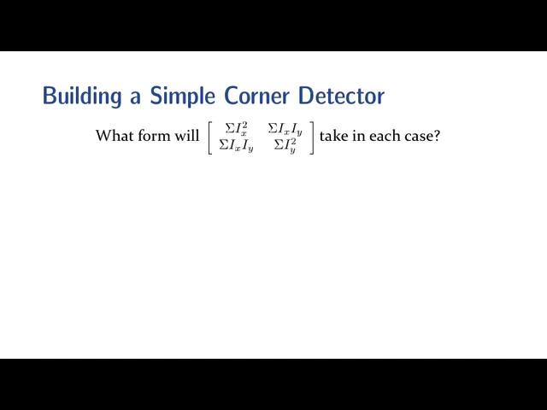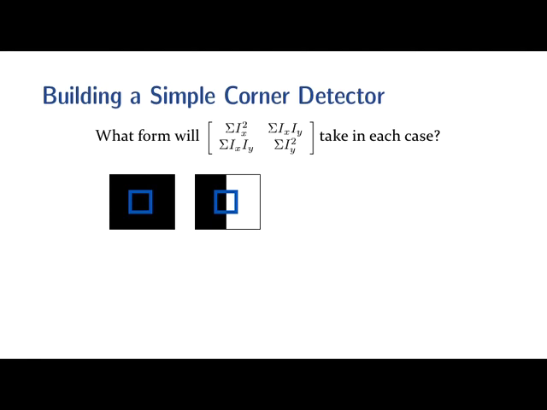Now let's look at this matrix and try to build an understanding of what it looks like for different types of cases we might encounter. If we have a flat patch, what would this matrix be? All zeros, because the gradient is all zero. The x derivative is 0, the y derivative is 0. I sum up a bunch of zeros, it's still 0. I multiply two zeros, it's still 0. So on a flat patch, this matrix will be all zeros or very close to zeros, very small numbers.